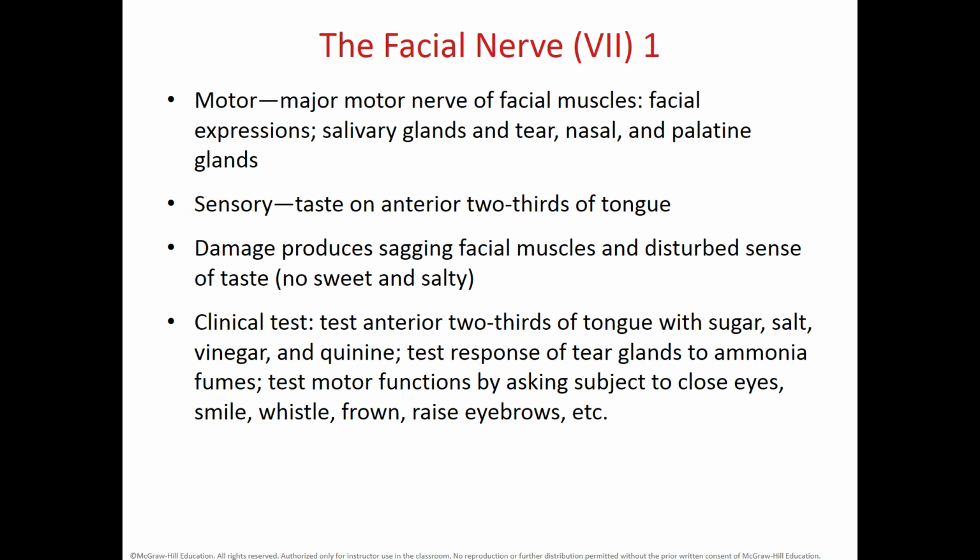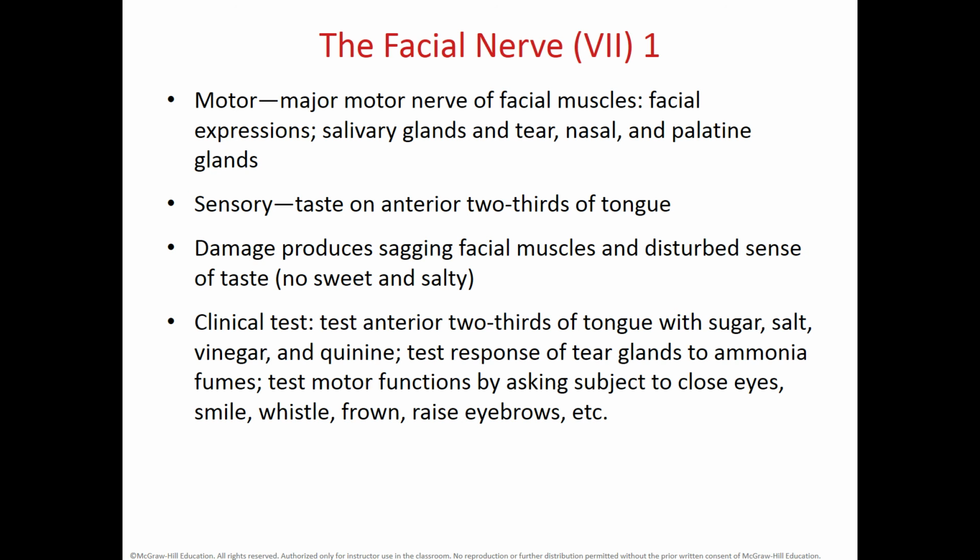Facial nerve innervates the muscles of facial expression. That's the motor innervation. It also innervates salivary glands like the submandibular and sublingual glands, our tear or lacrimal glands, and nasal and palatal glands. Sensory information: it will receive taste from the two anterior thirds of the tongue, and when you have damage to this nerve, you will have no sweet or salty sensation, and that's for the sensory portion.